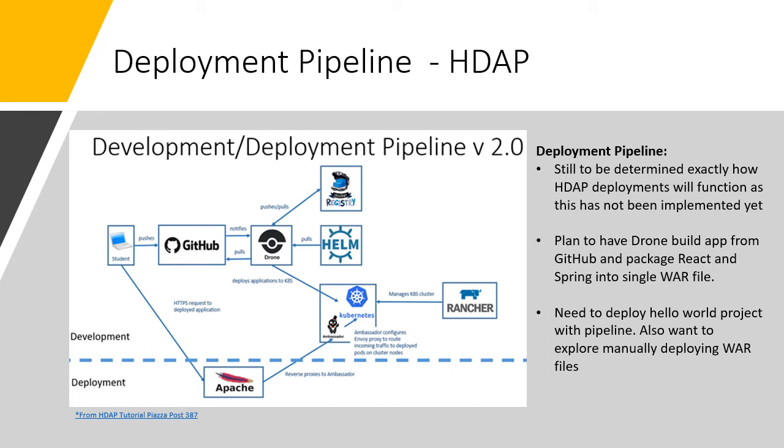The plan is to build a Drone build app from GitHub and package React and Spring into a single WAR file. As part of the next sprint, we are looking at building a hello world using all the technologies that I had highlighted on the previous technical architecture diagram page, and push it through the whole deployment pipeline to make sure that it is feasible and it works that way.